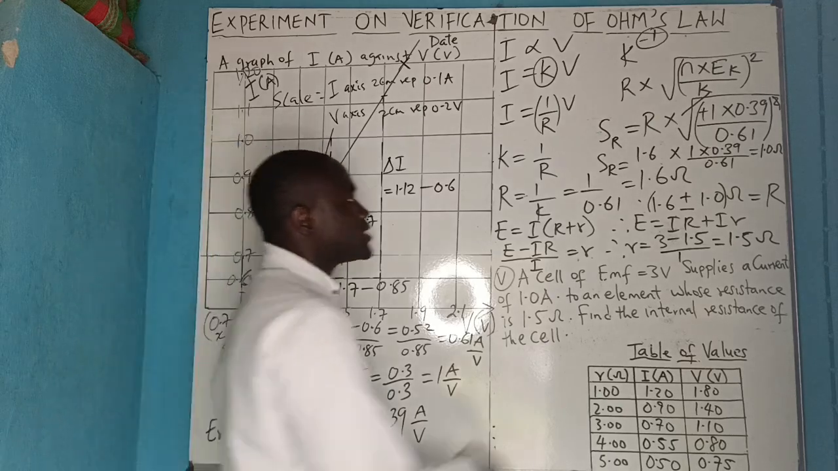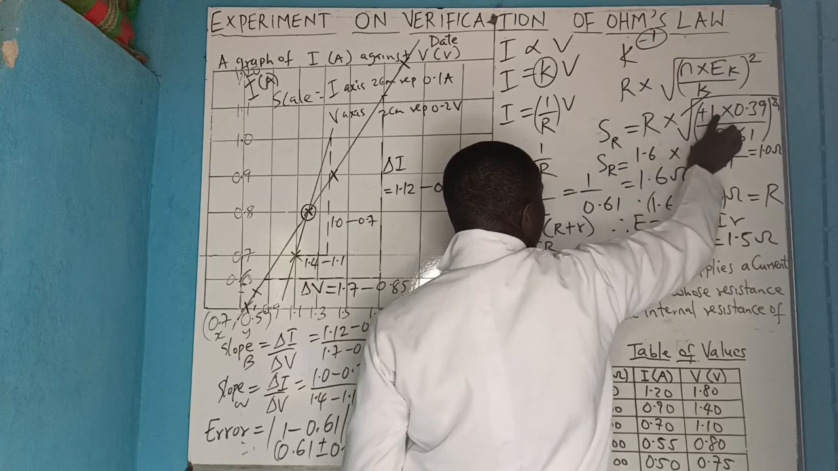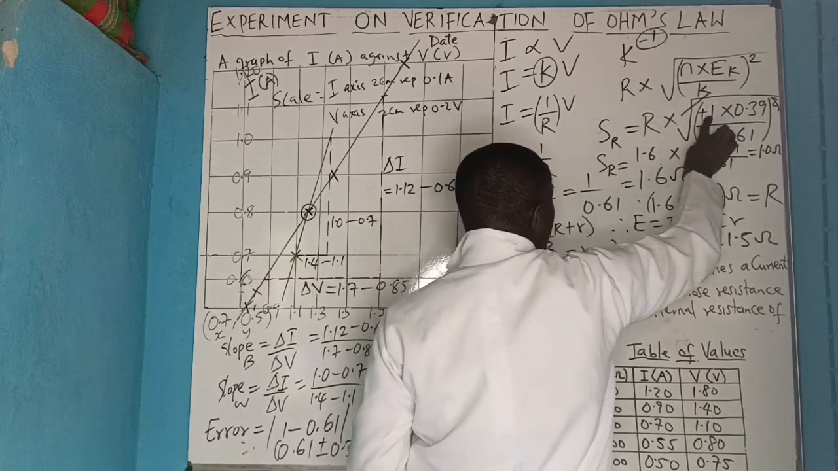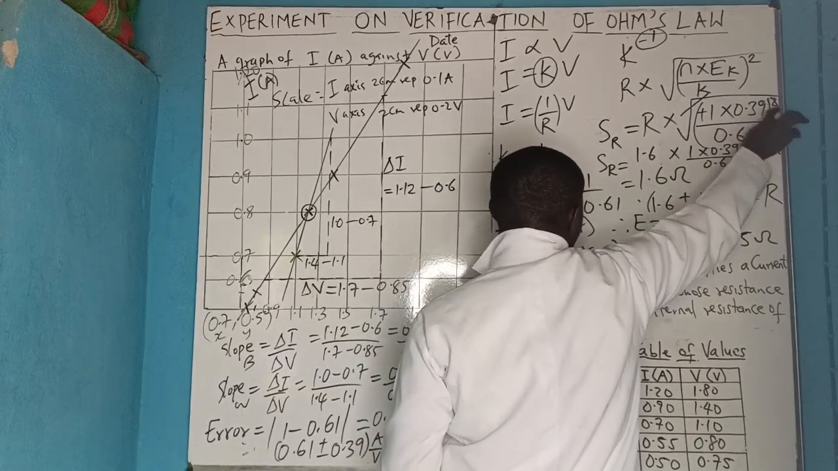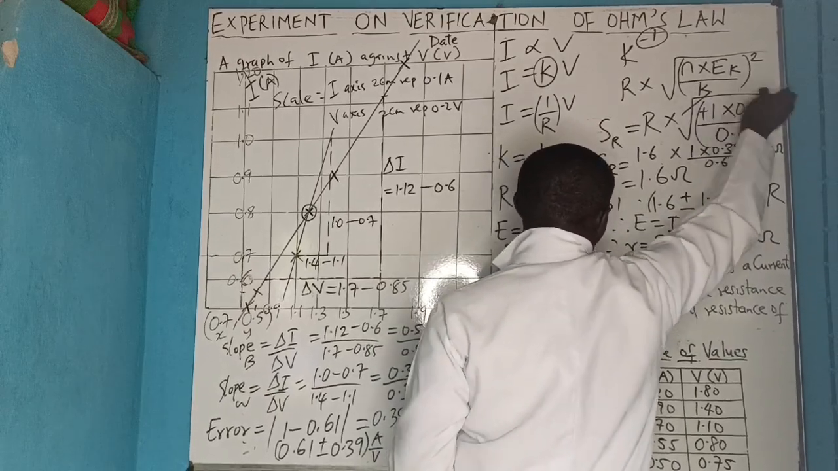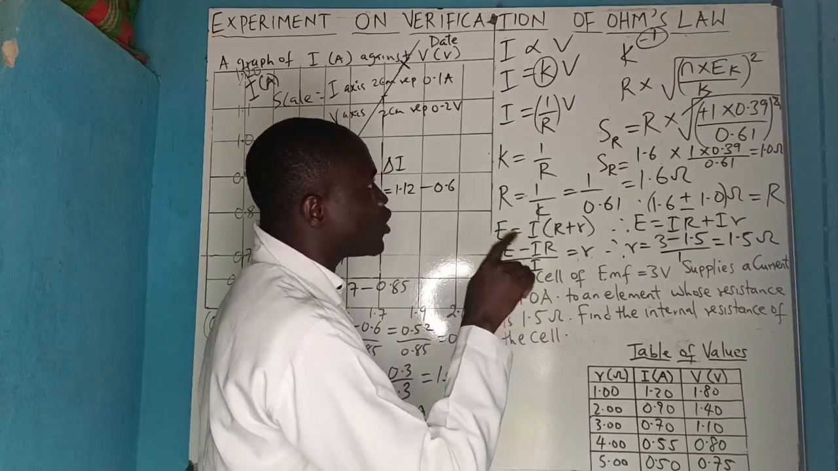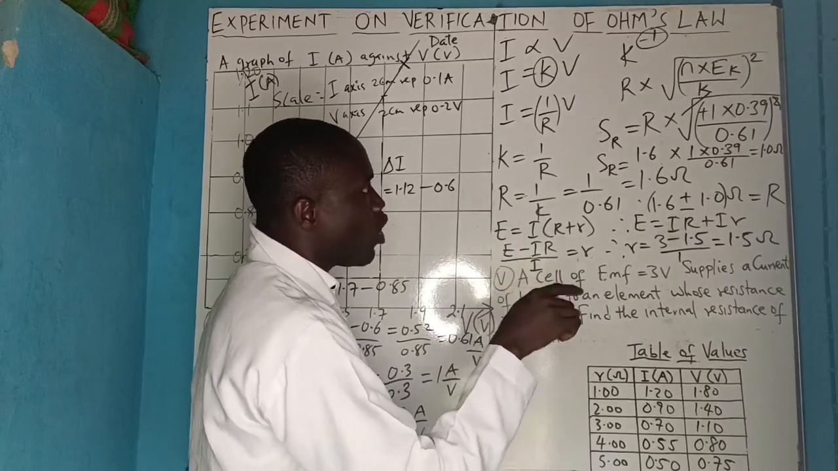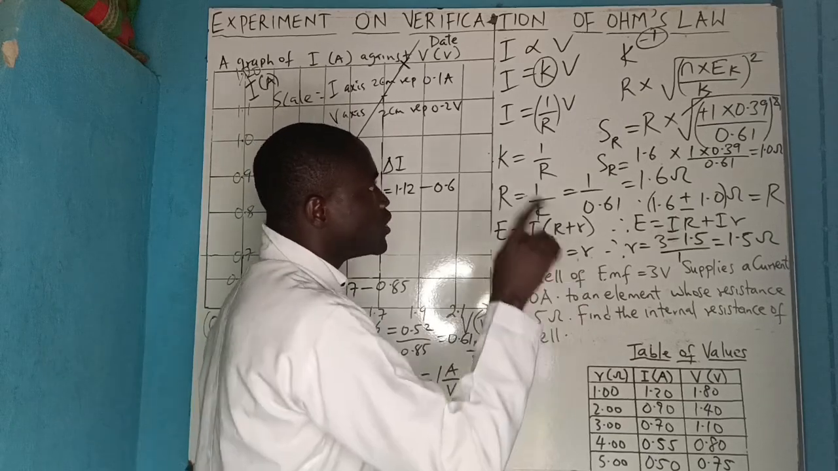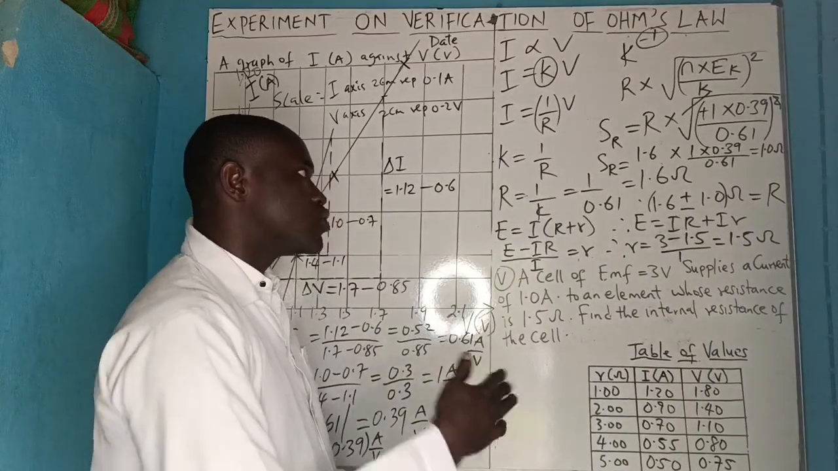But please know that this minus, that should be the power of this case. The minus is changed to plus because of this power of 2. And see, finally, power of 2 will take care of this square root. That means square root bracket 1 minus 1 times 0.39 over 0.61, all squared, will still give you this. Just press your calculator and sort it out to confirm.